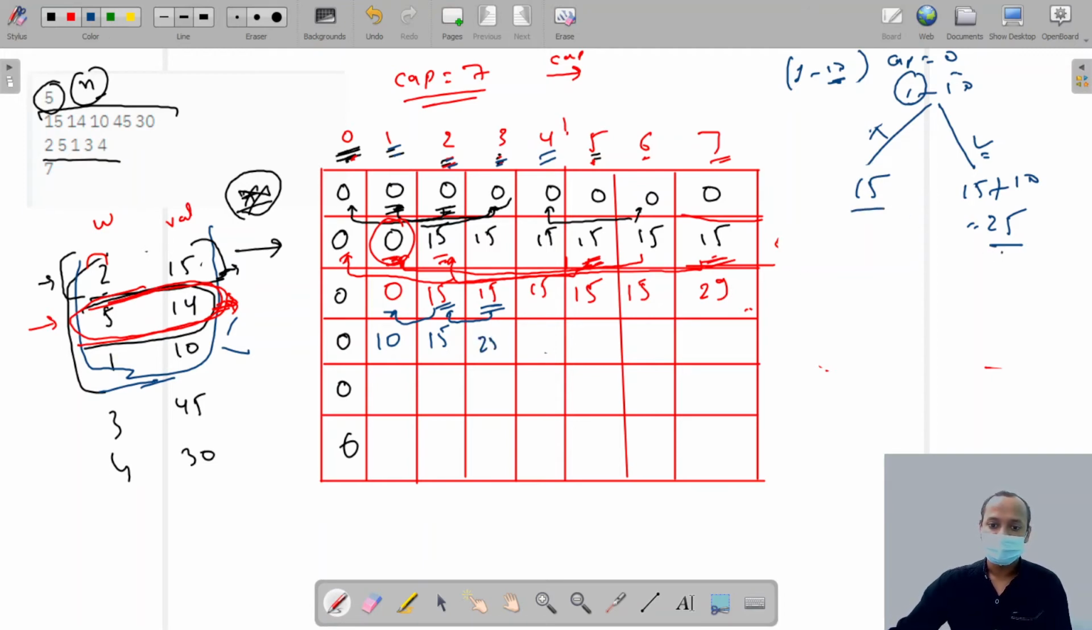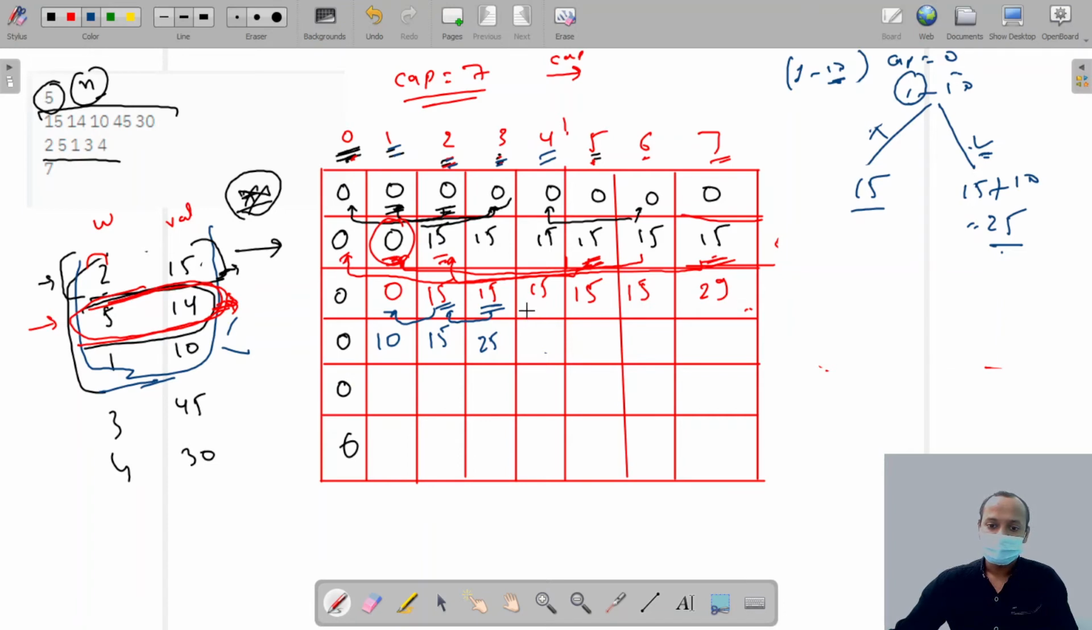I'm writing 25. It means we include this item. It means we put this item in our bag. Then the capacity left is 2. Then we see what maximum value we can generate in this capacity, that is 15. So 15 plus the value of the item, 10, that is 25.